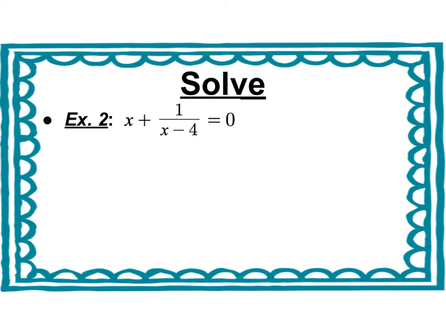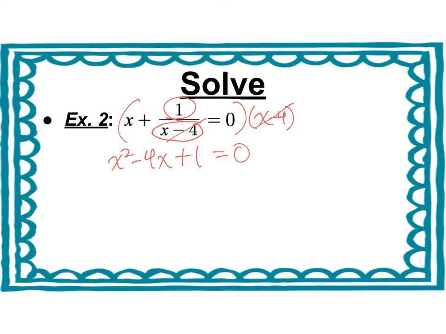Let's try this one. It's an equation. It's set equal to 0. I'm going to clear my denominator, and that's the only piece, so I'm going to multiply everything by x minus 4. So I have x squared minus 4x, and then x minus 4's will simplify to 1. I still have that 1 there, and then 0, I still have 0.